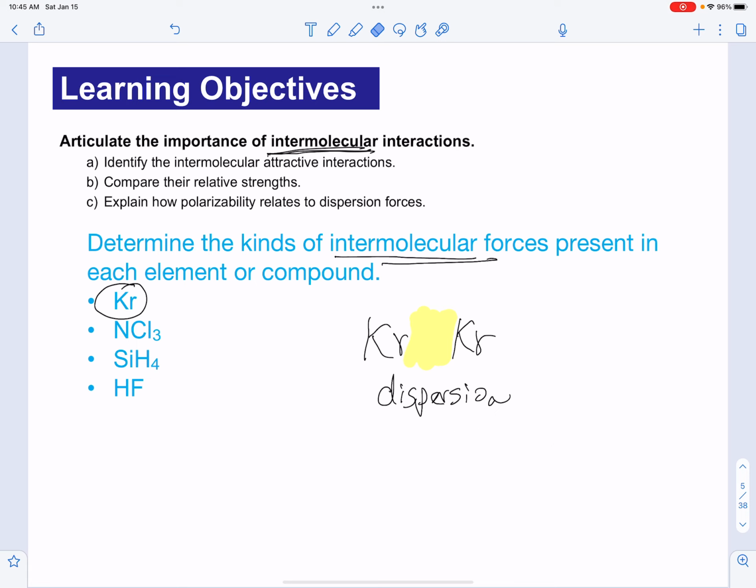What about dipole-dipole? Well, to be a dipole, you have to be a molecule. Krypton is not a molecule. Krypton is an atom, so it cannot be a molecule. There's no bond within one krypton atom. So it cannot be a dipole-dipole. And to be hydrogen bonding, you have to be a dipole-dipole. It's a special type of dipole. So the only thing going for krypton is dispersion. Krypton can only exhibit dispersion with other krypton atoms.